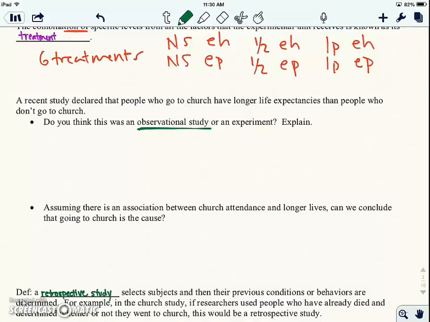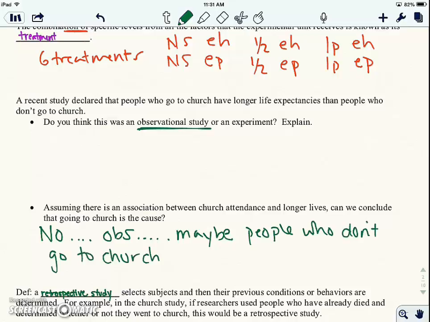And then watch them throughout their life and see who lives longest, okay? This was observational. Assuming there is association between church attendance and longer lives, can we conclude that going to church is the cause? No. First off, because it was an observation. Secondly, maybe, and this is a big maybe, not being stereotypical, but maybe people who don't go to church do something different than people that do go to church.